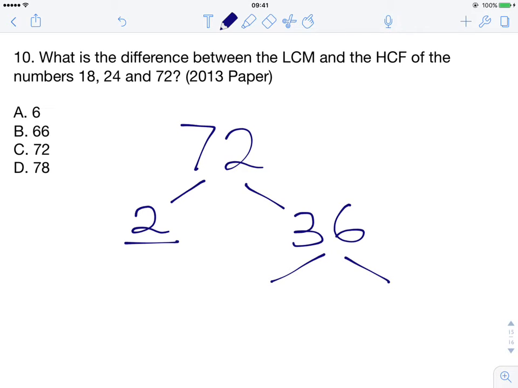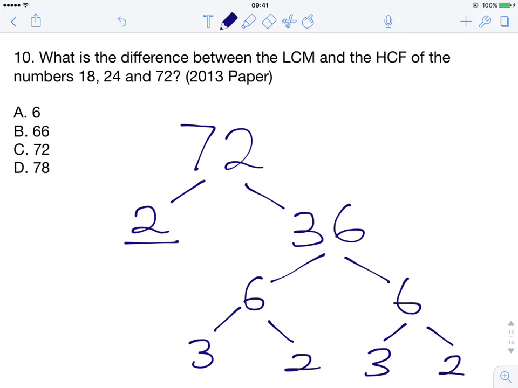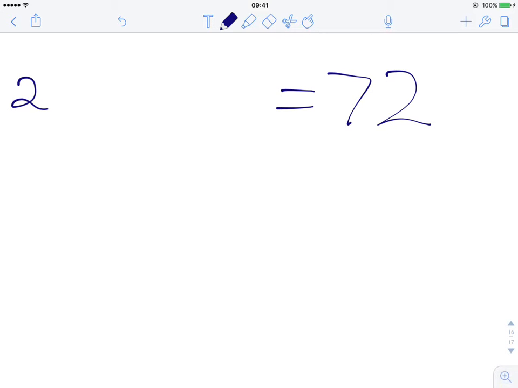So 36 can be split into 6 and 6. 36 is 6 squared. 6 is not a prime number, so 6 can further be split into 3 and 2. So we can do that to both the 6's, and then we end up with the prime factors for 72. So that means we can write 72 as such. 72 is equal to 2 times 2 times 2 times 3 times 3.